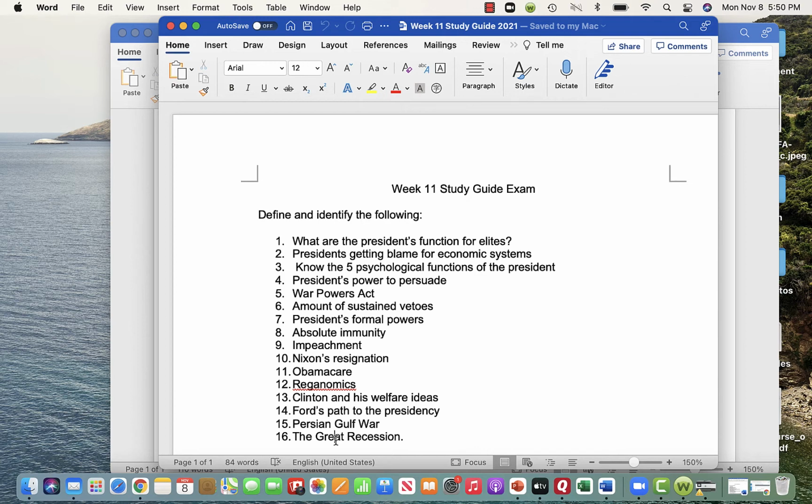And, know the things of impeachment. In a presidential case, the House of Representatives will bring the charges, and the Senate will act as a jury. All right, so know that. Don't worry about the Great Recession. We're not going to talk about that in the exam.